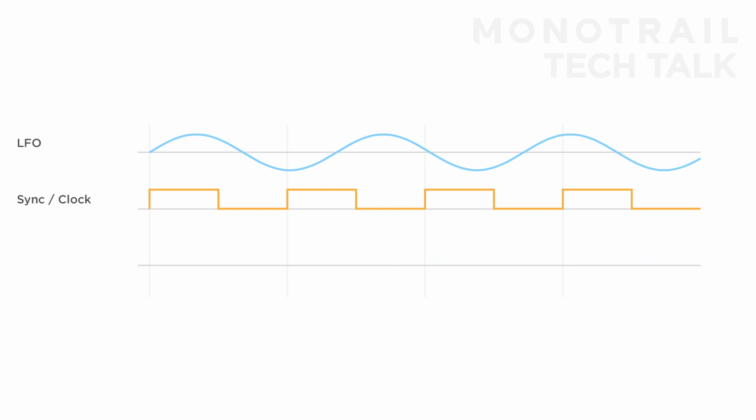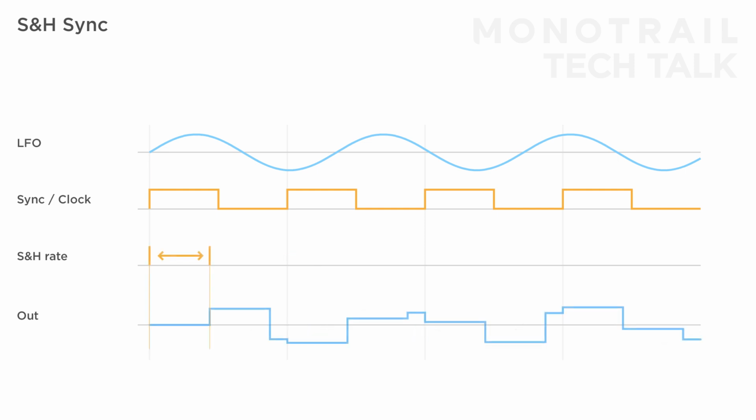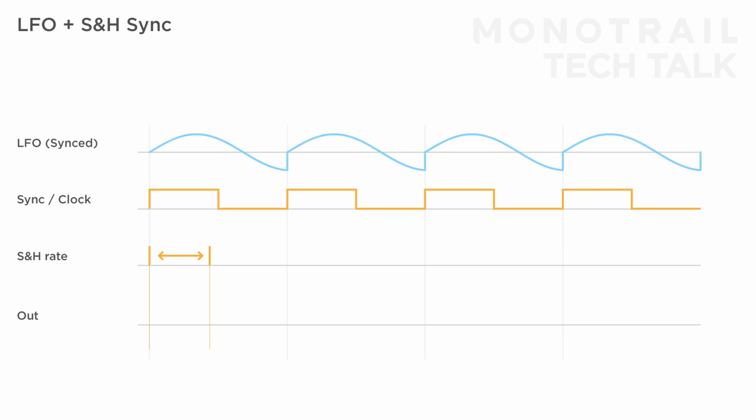But when syncing the sample and hold circuit, you get some experimental options. When the internal sample and hold rate is slower than the sync input, each pulse will give you a new value. But as soon as the internal clock is faster than the sync pulse, you can get multiple values before the circuit restarts. Experimenting with syncing both the LFO as well as the sample and hold with a faster speed allows for the creation of interesting looping patterns.